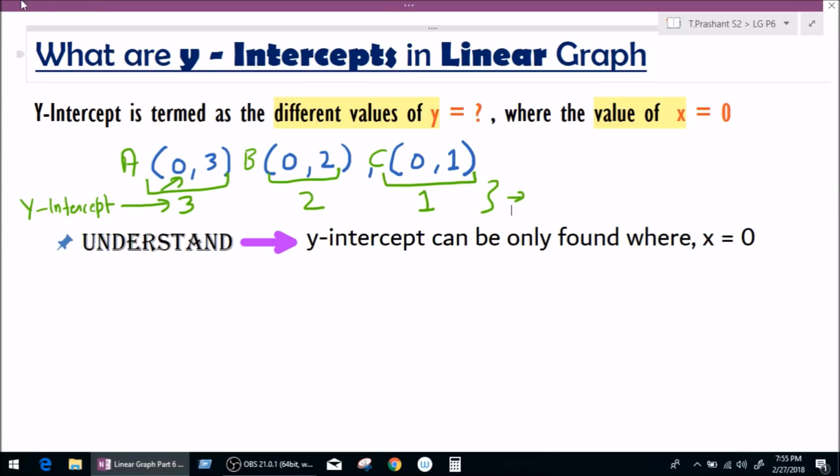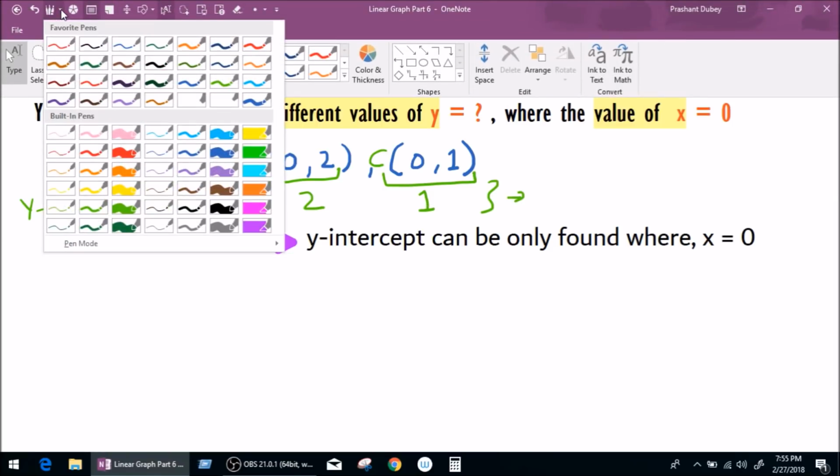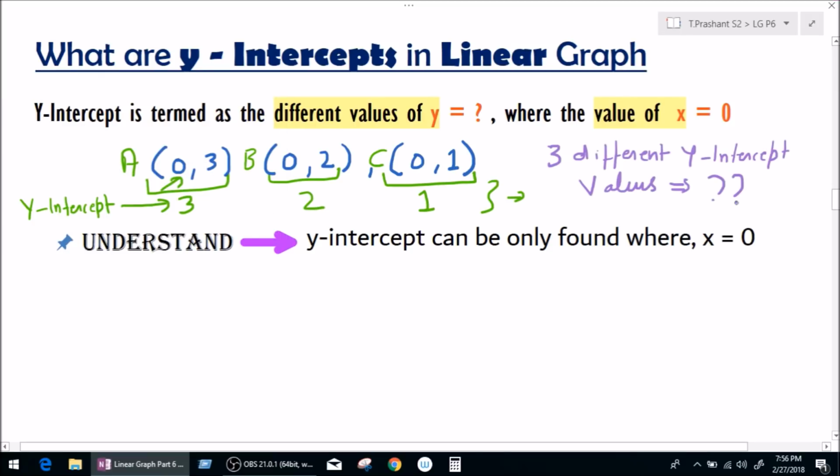Now we have three different y-intercept values right here. What do you make out of this? Why are there three different y-intercept values? There are three different y-intercept values because there are three different numbers as y. What does that tell us? That tells us that if you have different values of y paired with the value of x equals 0, at every point you will find a new value for y-intercept.